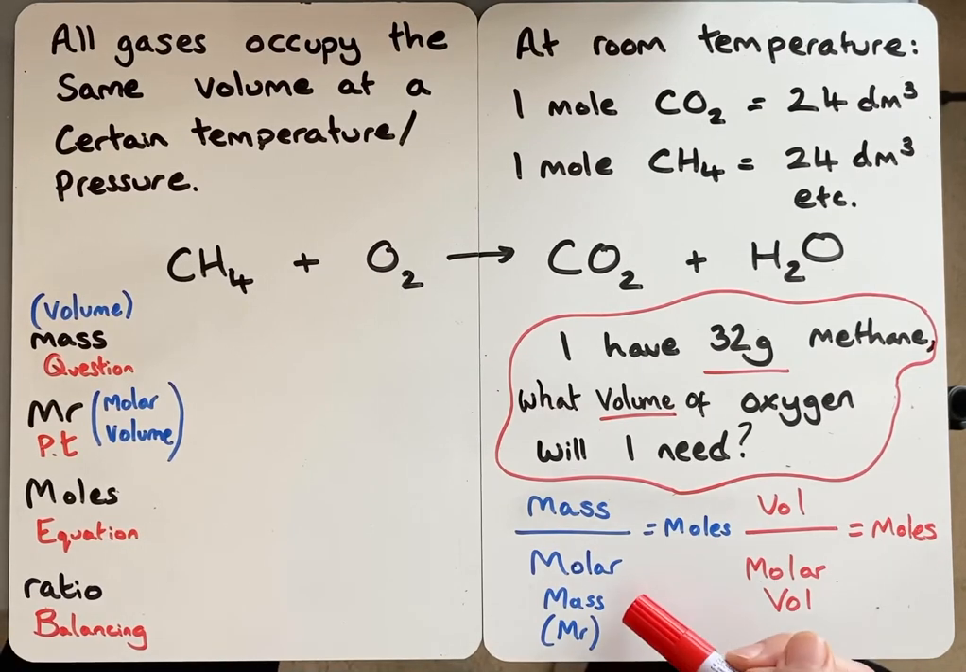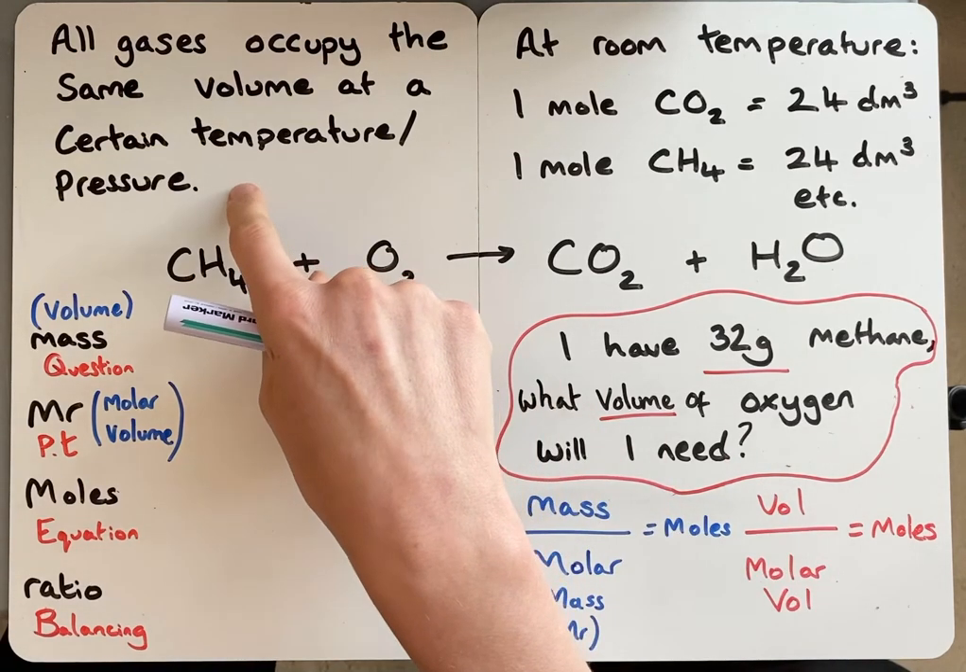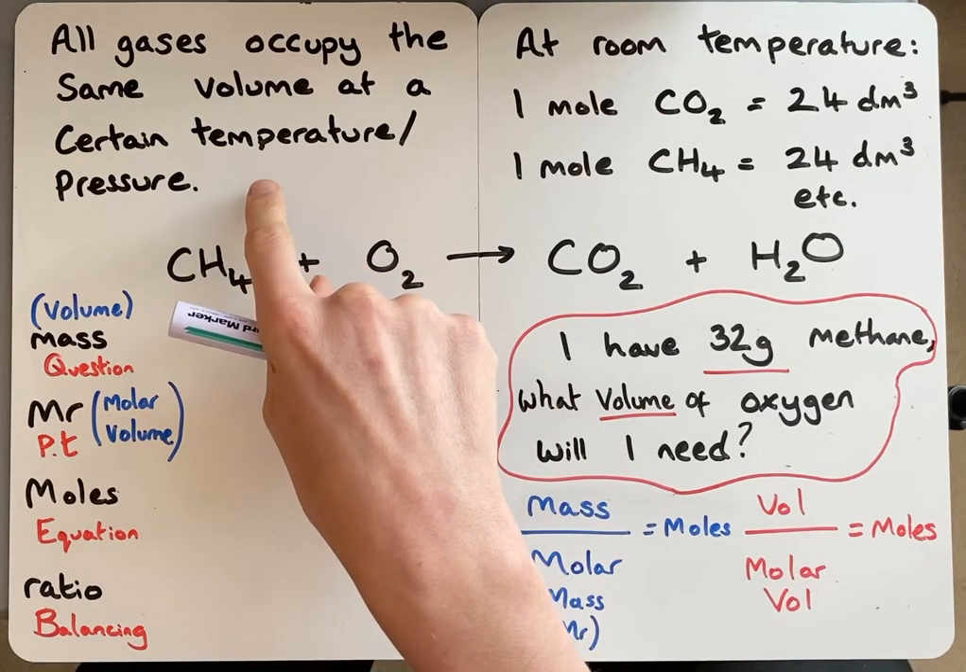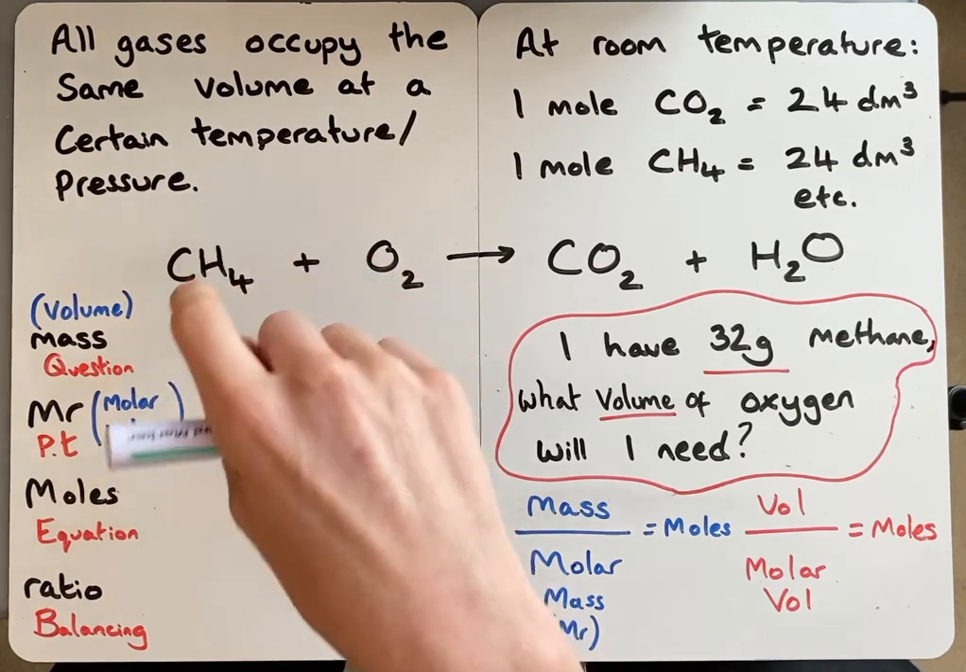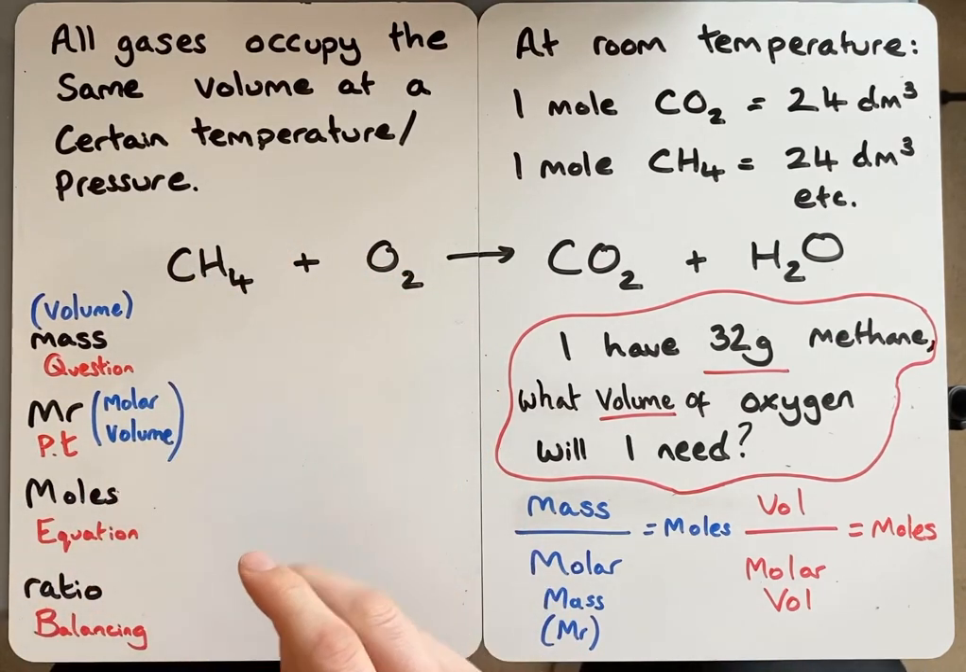This is because when we think about molar masses, we have to go to the periodic table, find out the masses of each individual atom and add them all together to get an overall mass of each compound. With molar volumes, we look at this statement. All gases occupy the same volume at a certain temperature and pressure. That means at a particular temperature, 1 mole of any gas will occupy the same volume.